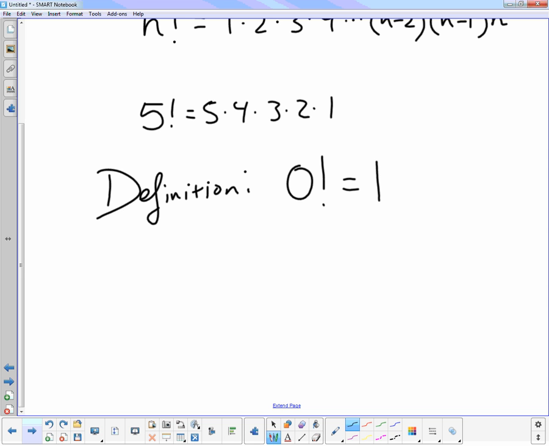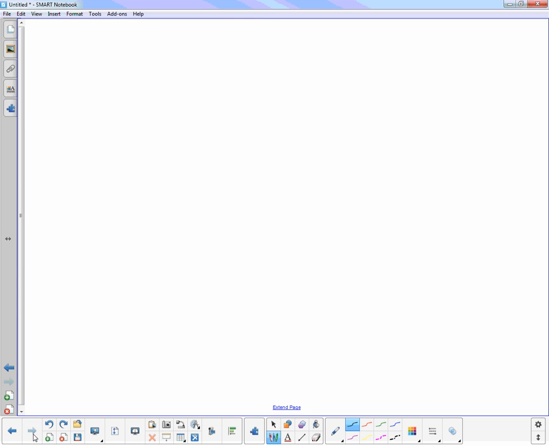Now, if you were to compute these out, 5 times 4 times 3 times 2 times 1, that's 120. 5 factorial is 120. It gets big fast. So if you had something like ten factorial, 10 times 9 times 8 times 7 times 6 times 5 times 4 times 3 times 2 times 1, that's really big.